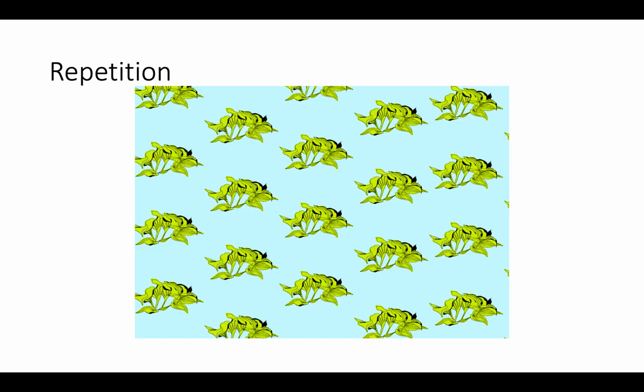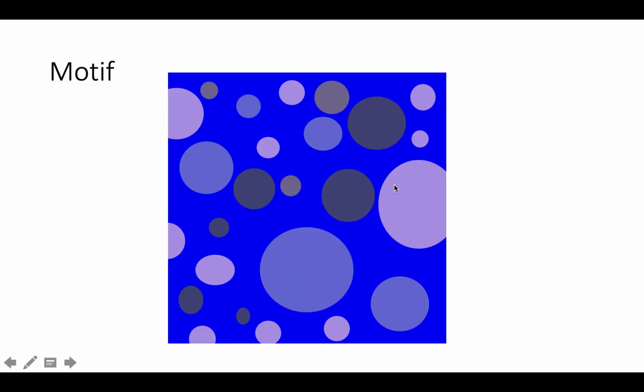Repetition. So, this is a pattern. This is actually one of my patterns. And this is just a drawing of a hosta plant that's repeated over and over again in a predictable manner. It's the same thing repeated over and over again. Motif, okay? So here's a circle, lots of different circles. They're not exactly the same, but they're repeated over and over again. That's a motif.